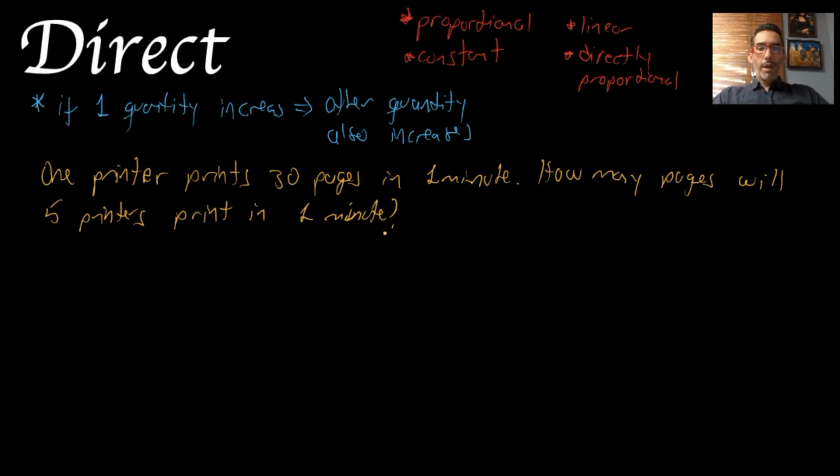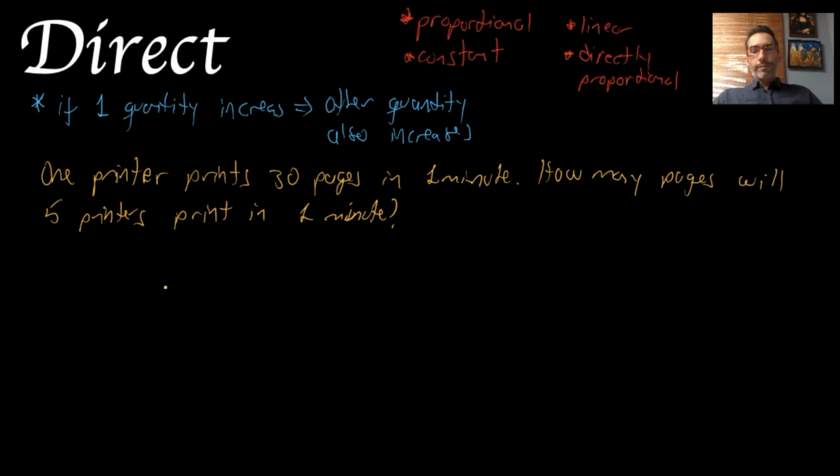So we analyze the logic, okay? We have printers and we have number of pages per minute. If we have more printers, should we be able to print more pages or fewer pages? If we do the logic, the more printers we have, the more pages we should be able to print. So that means that if one quantity increases, the other quantity should also increase, right?